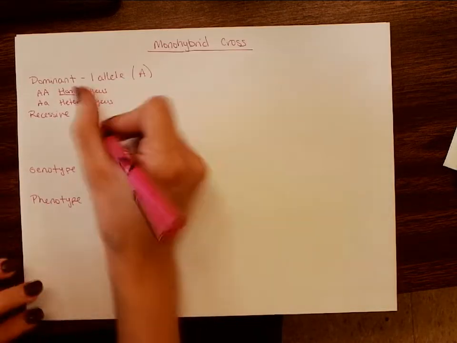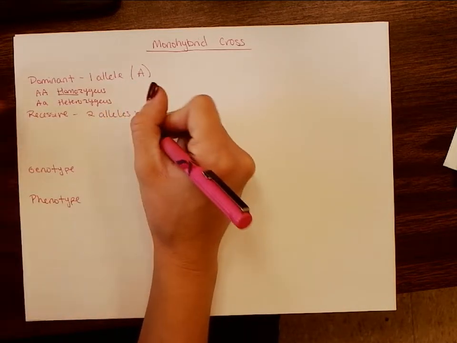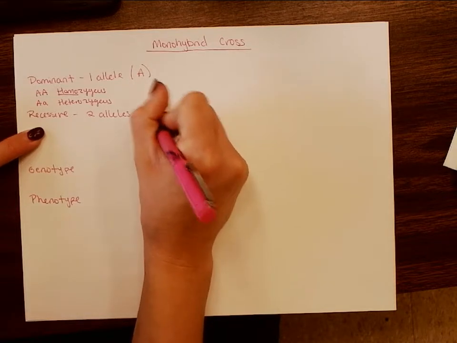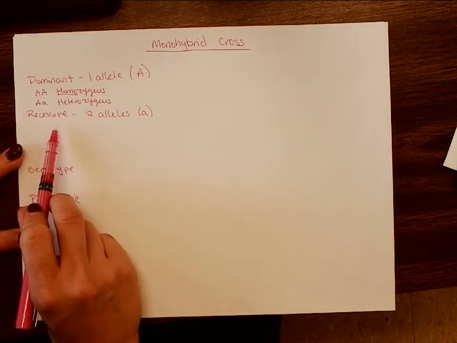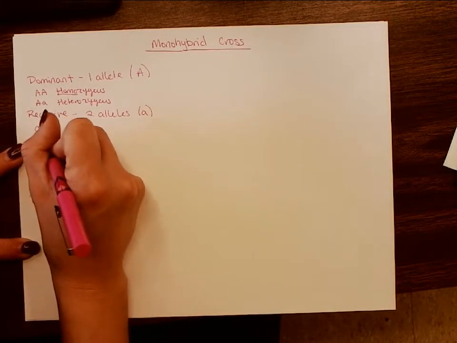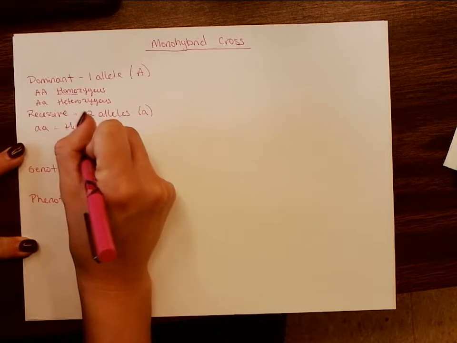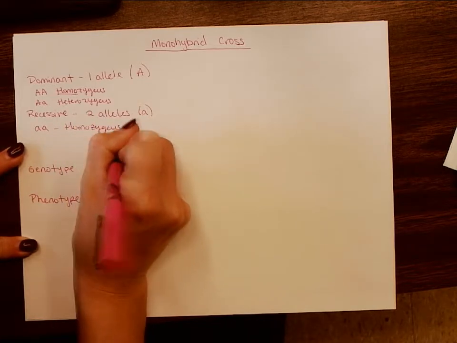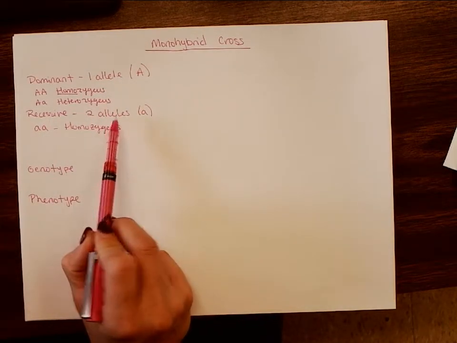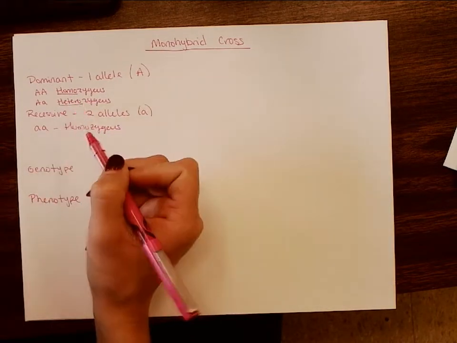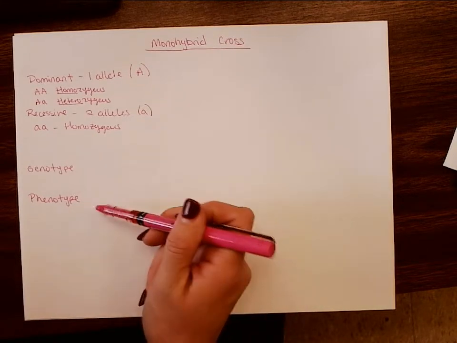Now with a recessive trait, we will need two alleles to see this. And we always represent the recessive trait with a lowercase. And again, I'm going to choose the letter A. The only way we're going to have a recessive trait show up is if they are homozygous recessive. So we would see a little a and a little a to be homozygous. So dominant, one allele, recessive, two alleles to see it, homo meaning the same, and hetero meaning different.